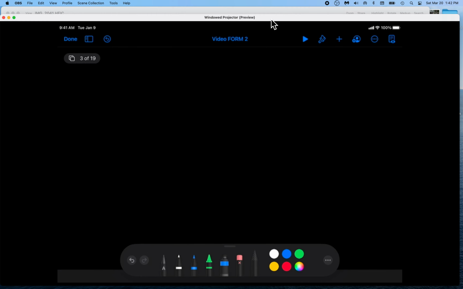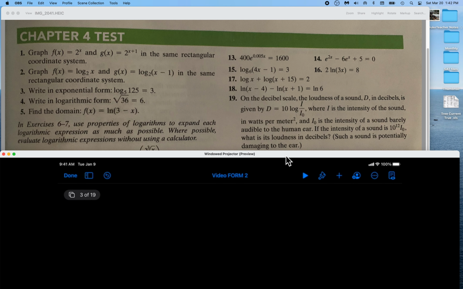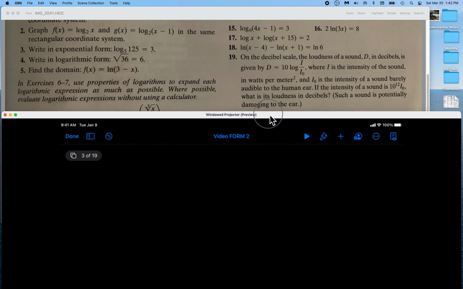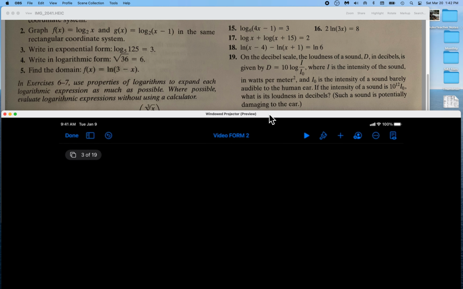Okay, let's go to D now, as in delta. Okay, so what's going on here? Here we have this complicated equation. They say I equals the intensity of the sound. And then down here they say the intensity of the sound is this number. So we're going to take this and substitute it for I. And when we do, we get this.